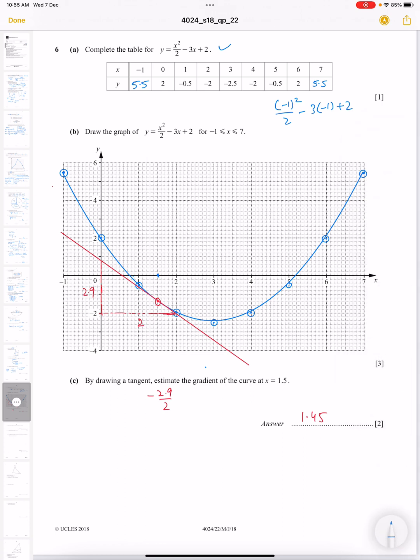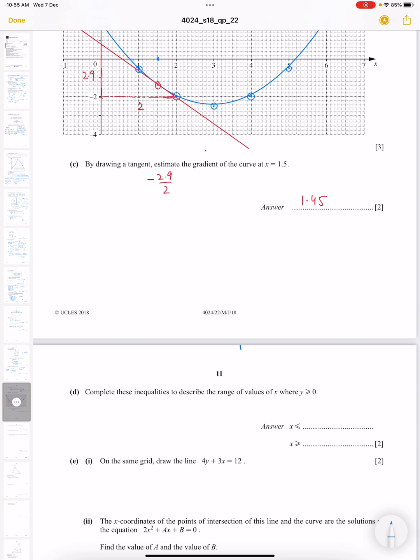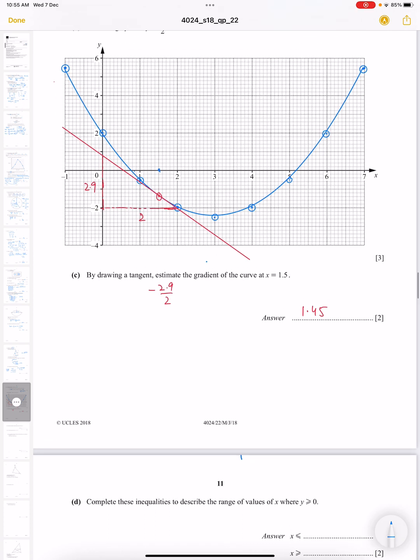The next part now. Complete these inequalities to describe the range of values of x where y is greater than or equal to 0. It means in which range is y greater than or equal to 0, or you can say y is positive. So we can see y is becoming positive from this point because it is going above the x-axis. When the graph goes above the x-axis, you know y is positive always. And from this range also, y is positive.